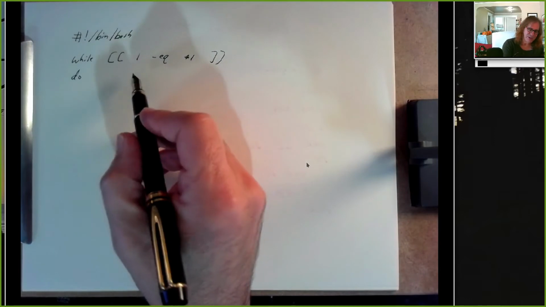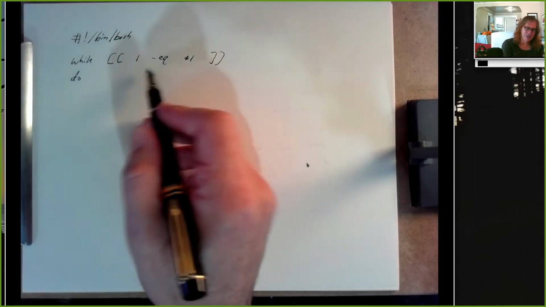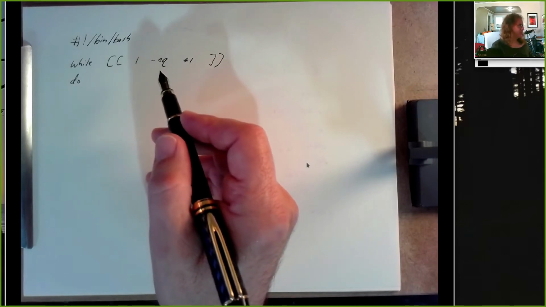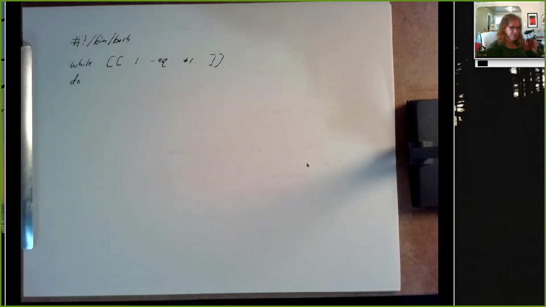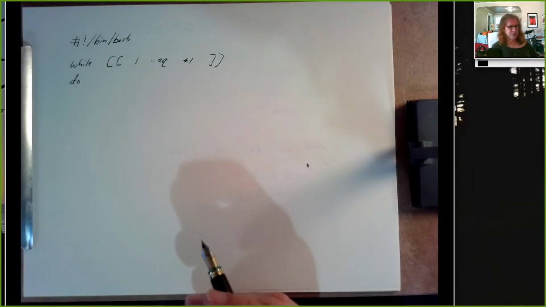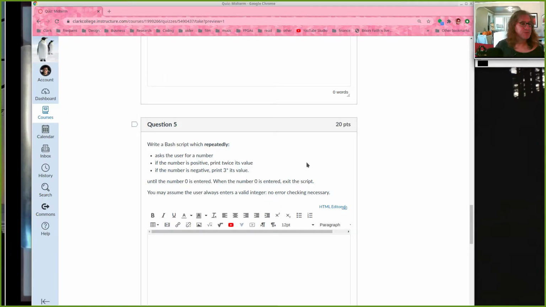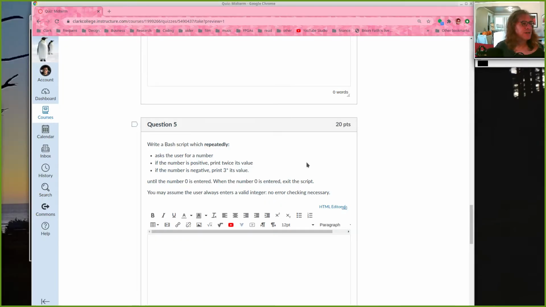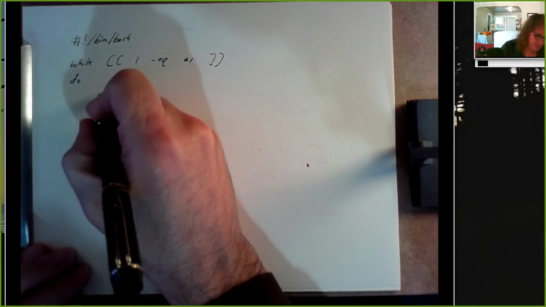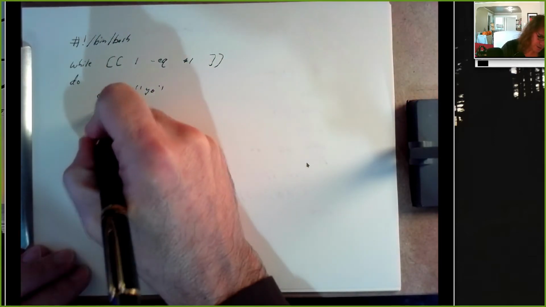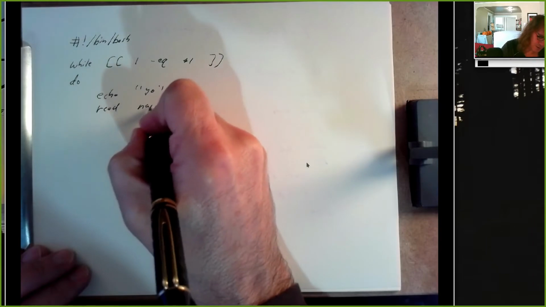So this is really clearly a Boolean expression, which will always evaluate to true as long as 1 is equal to 1, which it will be for the remainder of the course. So this is a true infinite loop, while 1 equals 1 do. And I believe we're supposed to prompt the user. You ask the user for a number, so put out a prompt, read a number.